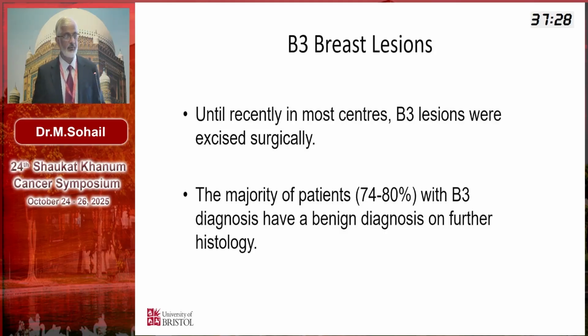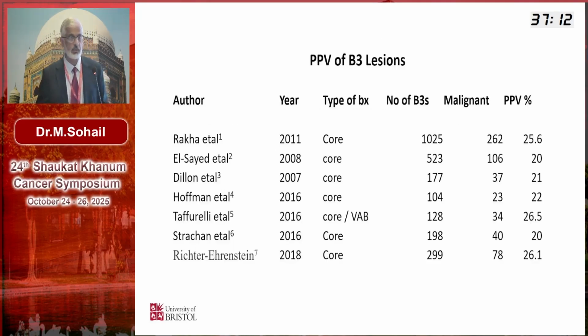Now, until recently, when I say recently, I'm talking about 2019, 2020, most of these lesions were excised surgically. But if you look at the outcome of those excisions, about 74 to 80% of these lesions were benign. In the previous NHS BSP guidelines, they compiled this data from various studies up to 2019. As you can see over here, the positive predictive value of the overall B3 lesion, not individual, was somewhere between 20 to 25%.